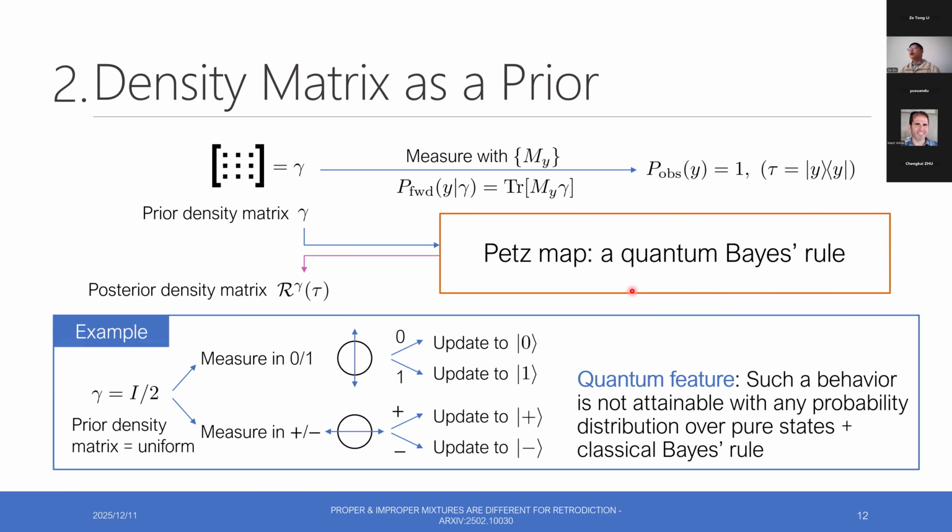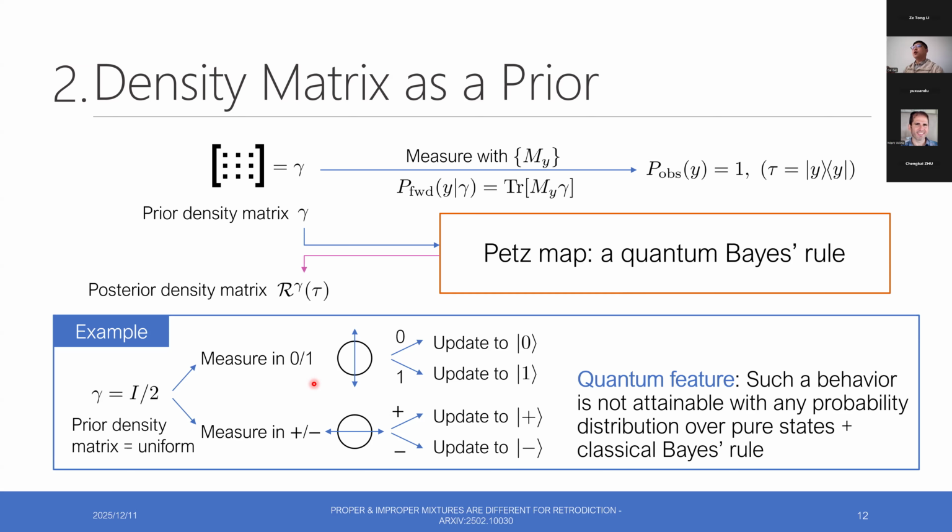Here is an example. Say our initial belief is a uniform belief, represented as identity over 2. And say we then make a measurement on that state as a forward process. The first case is we measure in the 0-1 basis. If we get 0, then our belief will be updated to 0, and if we get 1, our belief will be updated to 1. This can be computed from the quantum Bayes rule formula we showed before. In another case, if we measure in a different basis, say the plus and minus basis, then if we get plus, we update the belief to plus, and if we get minus, we update the belief to minus.